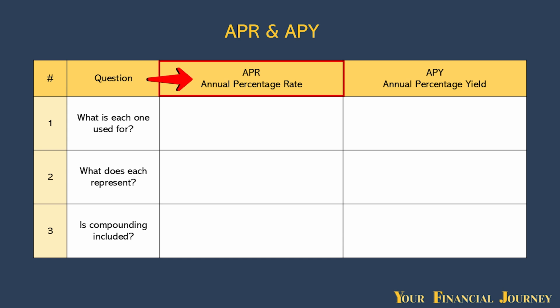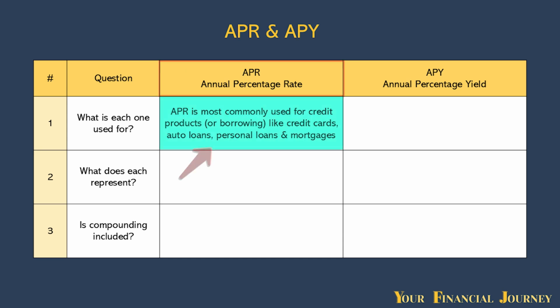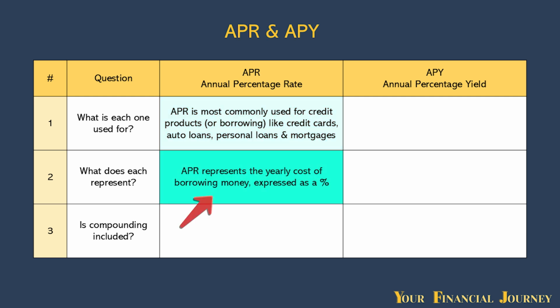And since we are still in the midst of our credit card and loan series, let's start with APR, or annual percentage rate. APR is most commonly used for credit products, or borrowing, like credit cards, auto loans, personal loans, and mortgages. APR represents the yearly cost of borrowing money, expressed as a percentage. It includes the base interest rate plus certain fees or charges associated with the loan and tries to show a more complete picture of what borrowers will actually pay.